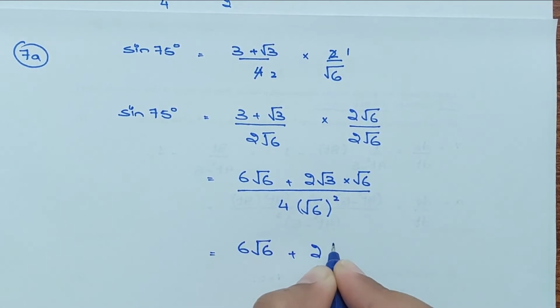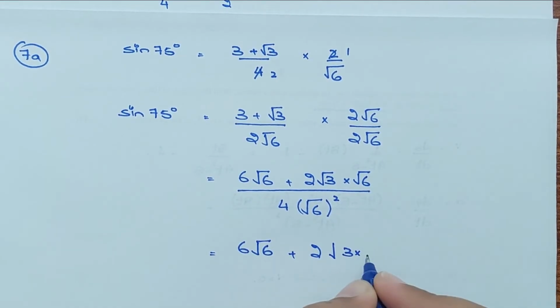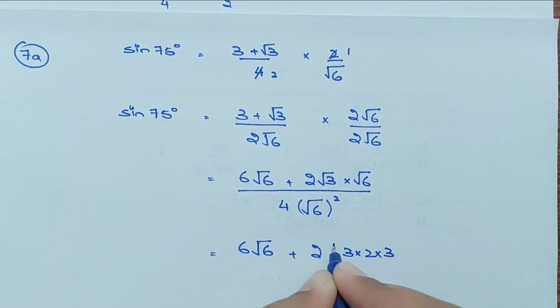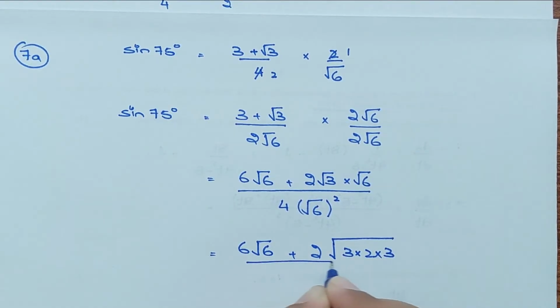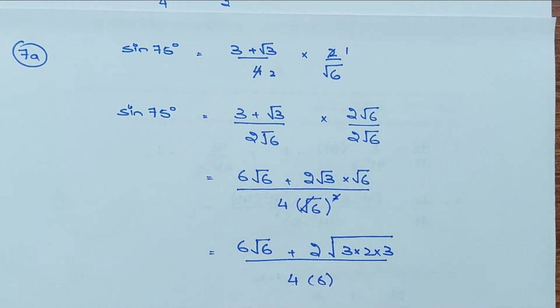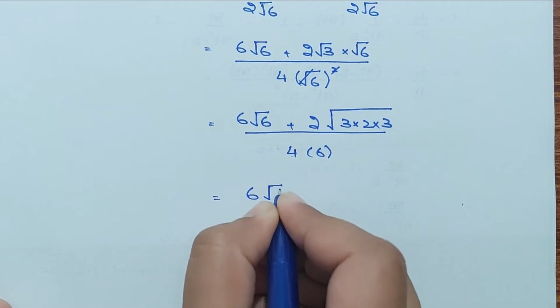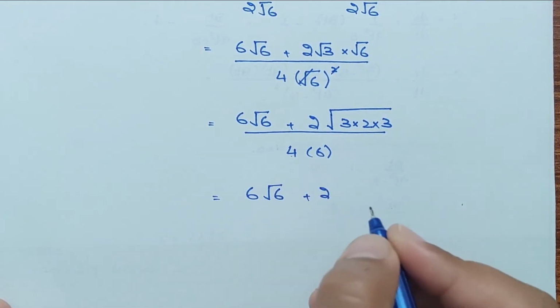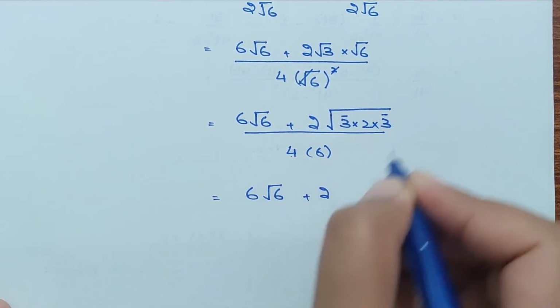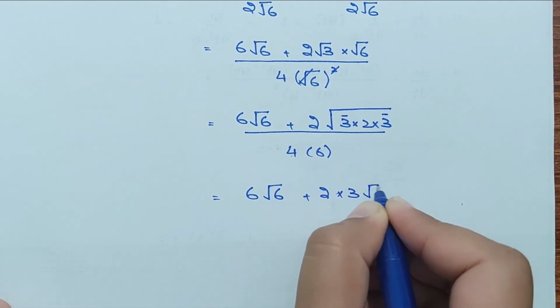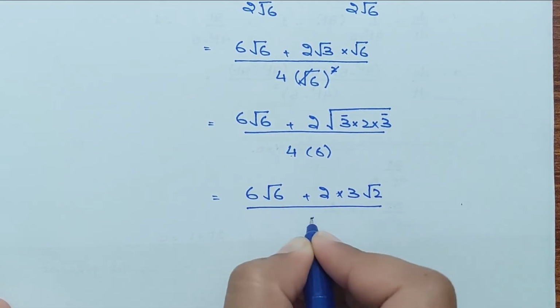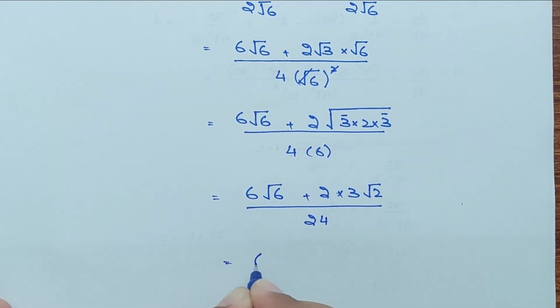plus 2, this is 3 times 6 is 2 times 3 over 4 times 6, because square root on square is cancelled. 4 times 6 is 24, right? So it's 6 root 6 plus 2. We have a square of 3 and 3, so we can take 3 outside, and we have root 2 over 24. Okay, 6 root 6 plus 6 root 2 over 24.